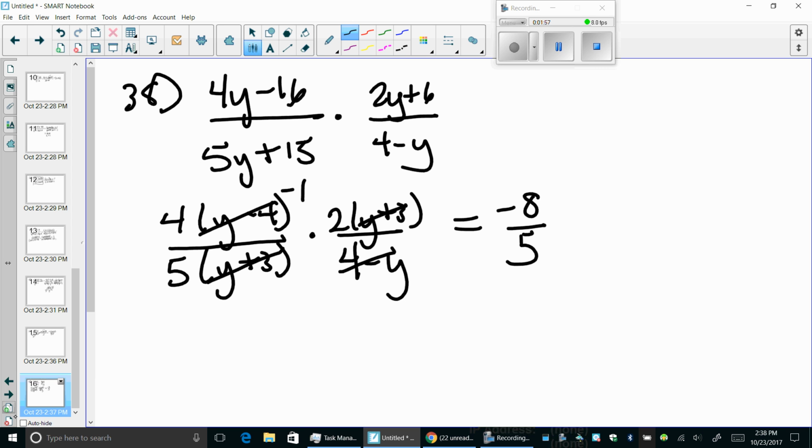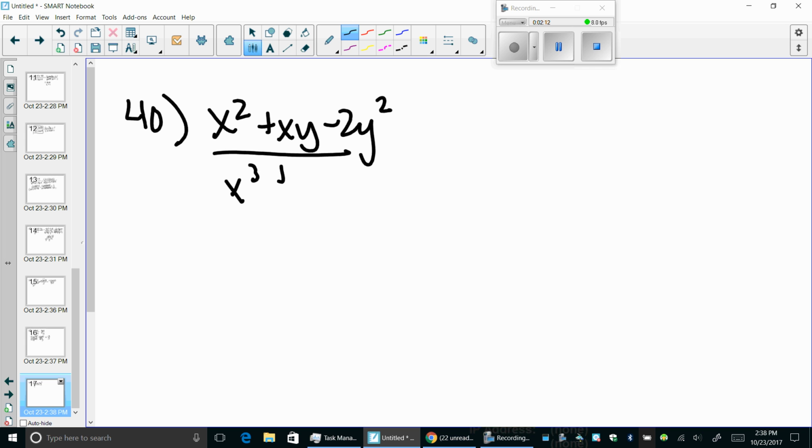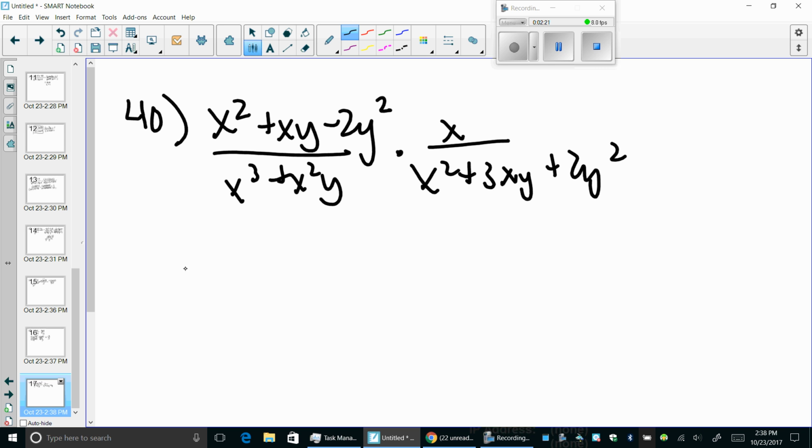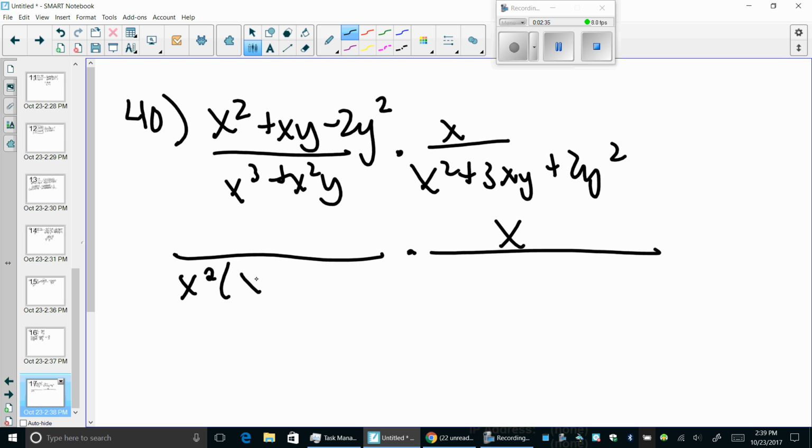Problem number 40. In 40, I have x squared plus xy minus 2y squared. And on the bottom, it's x cubed plus x squared y. Then it's times x over x squared plus 3xy plus 2y squared. Okay. Let's see. This x would just go here. On the bottom here, I have a GCF, and it's x squared. So x squared times x plus y.